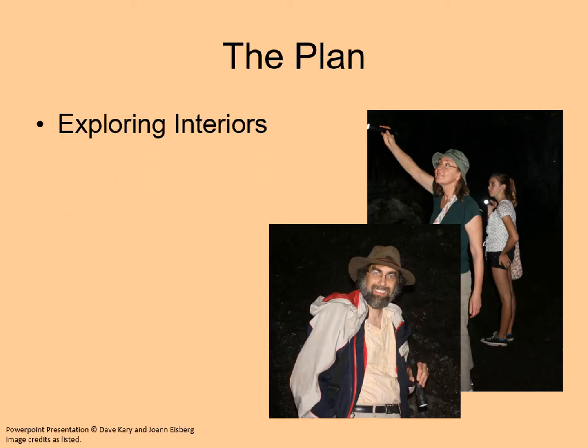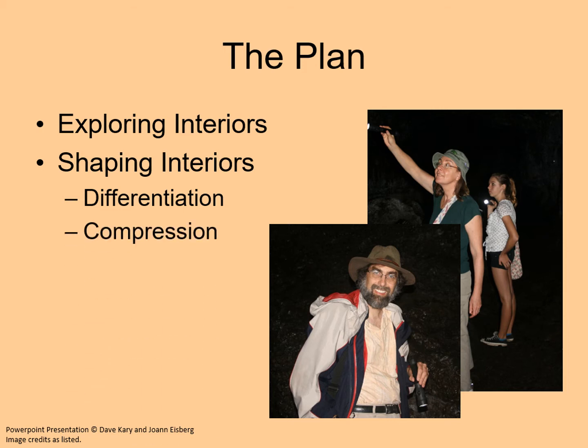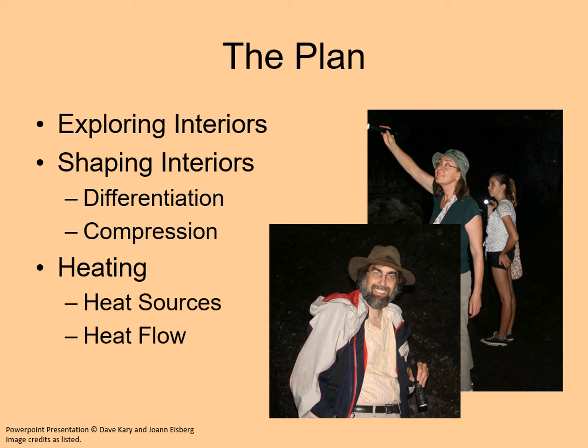We'll start by learning about how we study the interiors of planets. Next, we'll look at two processes that shape the interiors of worlds. Differentiation defines the layering inside a world, while compression affects the density and even the phase of the matter deep inside a planet. Finally, we'll look at the heat energy inside planets and moons. We'll see the different ways heat can be generated inside a planet, as well as the ways that heat can flow from the inside out to the surface. This last topic has huge consequences for defining what both the surface and the atmosphere will be like.